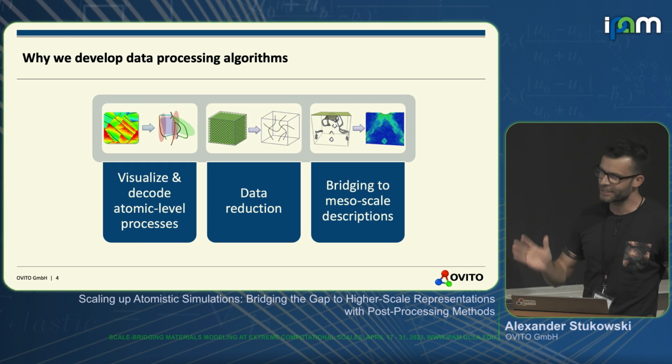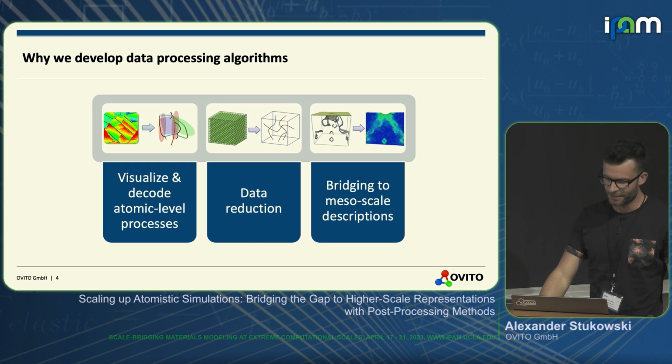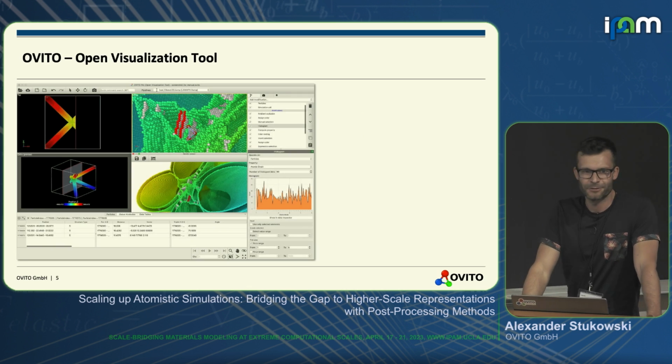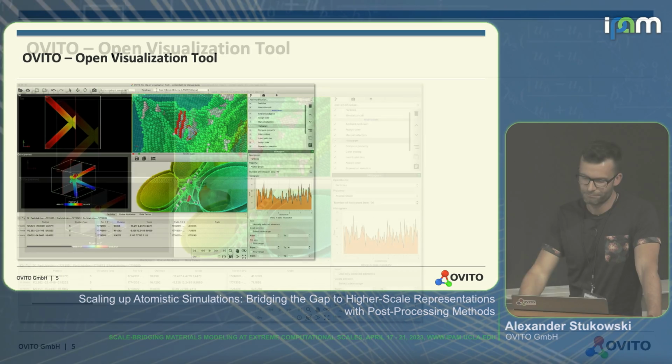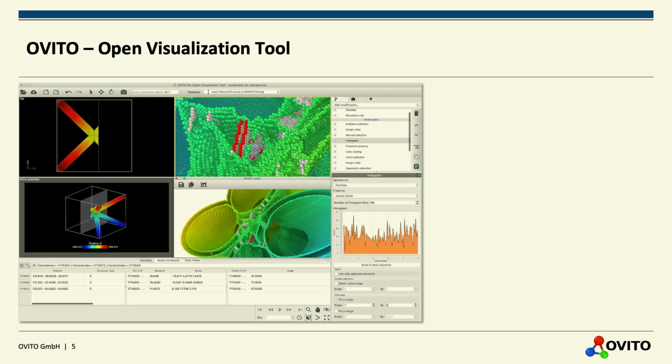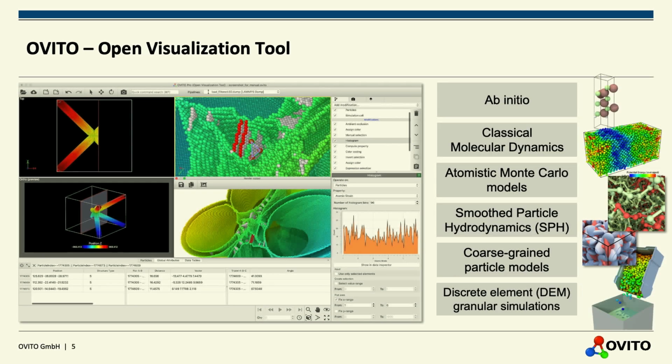Nowadays our work is mostly focused on this first area. We develop a software tool called OVITO, which was mentioned also in Tom's presentation. This is a desktop application for visualizing and post-processing atomistic simulations. It has a rich feature set. It is designed to cover all particle-based simulation models, ranging from small ab initio models to classical molecular dynamics, coarse-grained models, even macroscopic scale discrete element simulations.